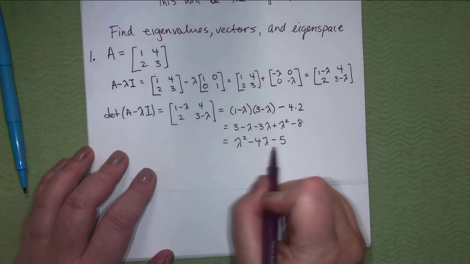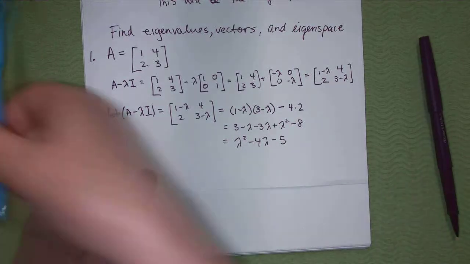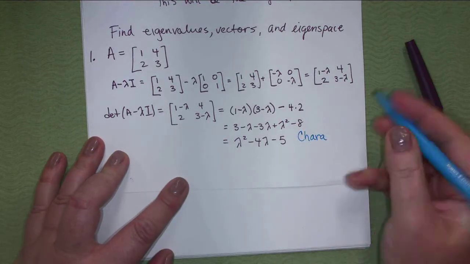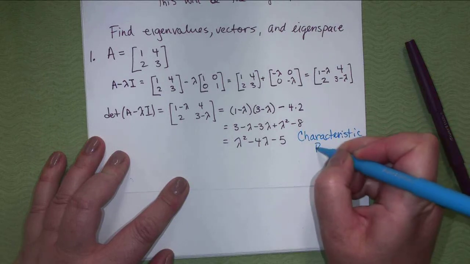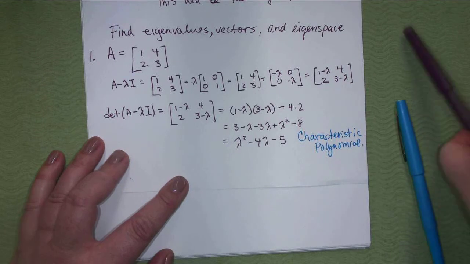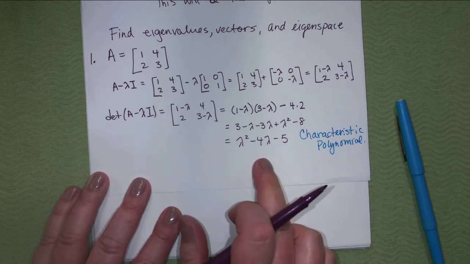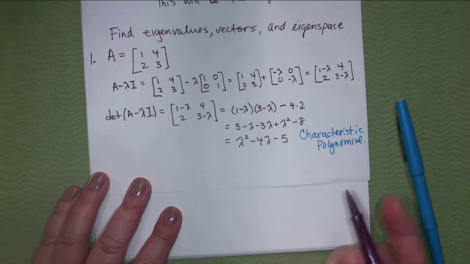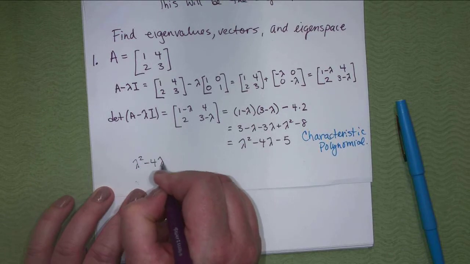Okay, so this, though, is called the characteristic polynomial. So sometimes you're just asked for the characteristic polynomial, and that would be it. You would stop. Okay. So, and then the next step, once we find the determinant, is to set it equal to 0 and solve for lambda, and that will give you your eigenvalues. So the next step would be lambda squared minus 4 lambda minus 5 equals 0.